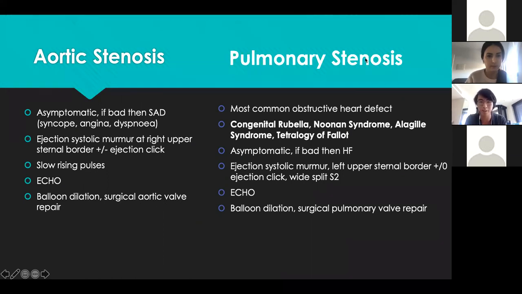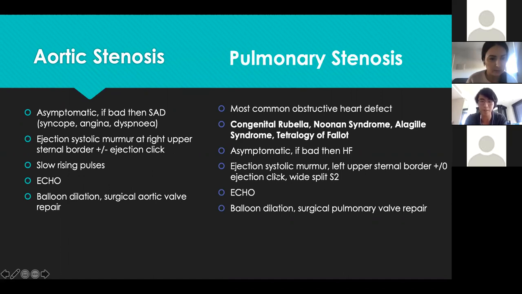Similarly with pulmonary stenosis, except for the one caveat is that pulmonary stenosis is a lot more common in kids. And the reason for that is that when you're doing your exam, you need to look for these congenital syndromes that are more likely to produce pulmonary stenosis. So look at rubella, look for Noonan syndrome, look for Alagille, and then Tetralogy we'll talk about in a bit soon as well. Again, they're really only bad when they start to become quite severe.